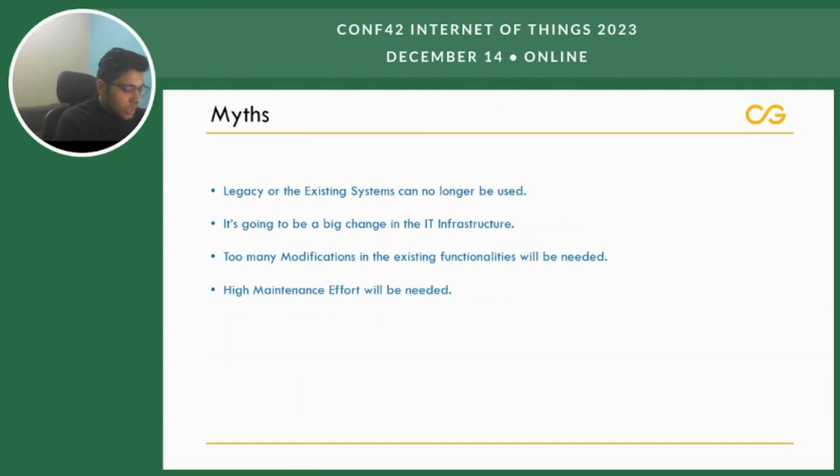Now, there are some myths that an enterprise has in their mind. These are some of the myths that I have noticed in an enterprise when they think of moving towards any evolving technology like AI or IoT. One of them is whether they'll be able to utilize their legacy or existing systems. An enterprise thinks that they will have to move towards new systems in order to integrate with IoT, but that's not the case. We'll be seeing this in the demo.